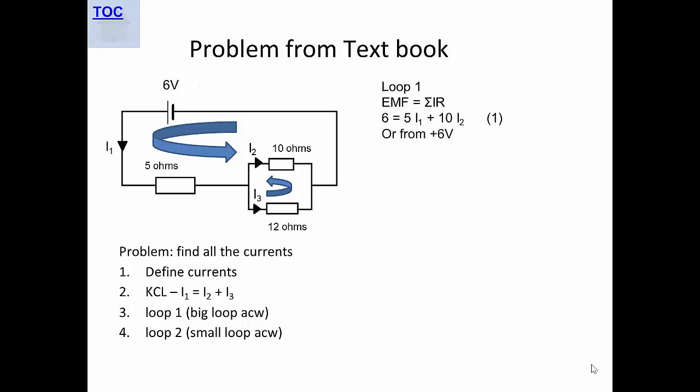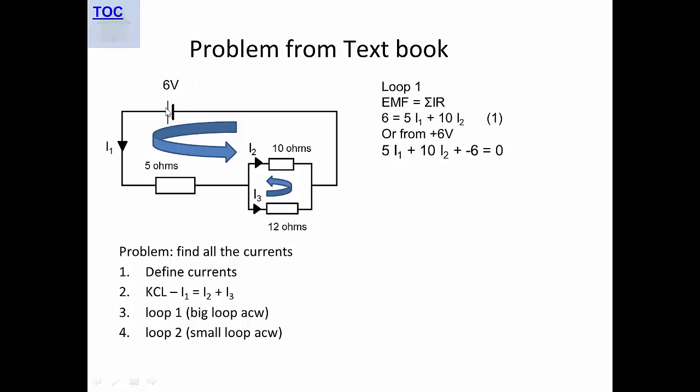Or we go from plus 6 volts, 5 I1 plus 10 I2 is equal to negative 6. And this basically is the same as this. This formula is the same as that one: 5 I1 plus 10 I2 is equal to 6.